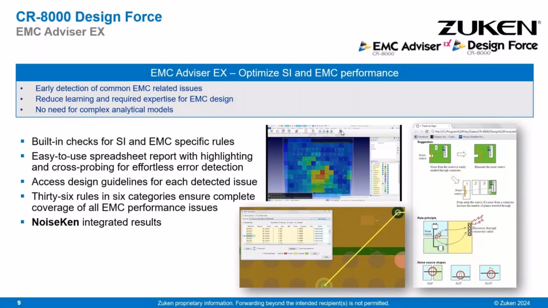The tool covers 36 rules in 6 categories, and for each issue detected, there is access to design guidelines helping us understand and resolve the problem more efficiently and effectively. And lastly, it integrates NoiseKen results, providing real-world data for further analysis.